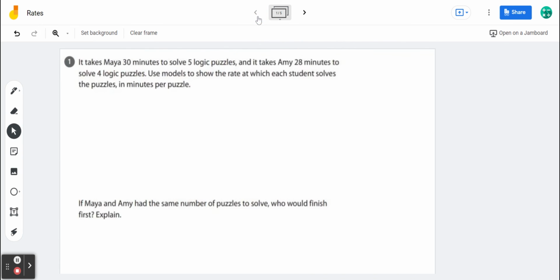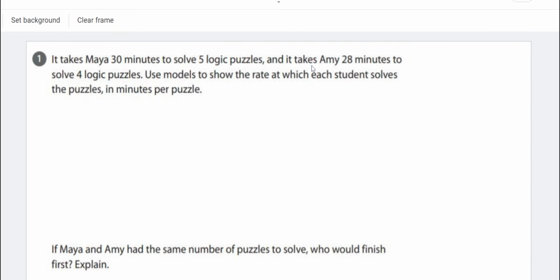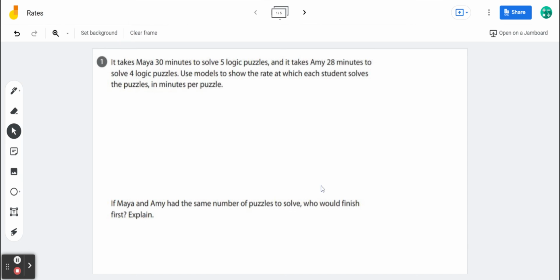Now your job is to finish this worksheet. However, for this problem, we did Maya 4 different ways. But for Amy, because you have to figure out how long it takes her per puzzle, you only have to use one model. So go back to this worksheet, and for Amy, you only have to use one model, whichever model you want, whether it's a picture, table, double number line, or colon ratios, and then continue through the worksheet.